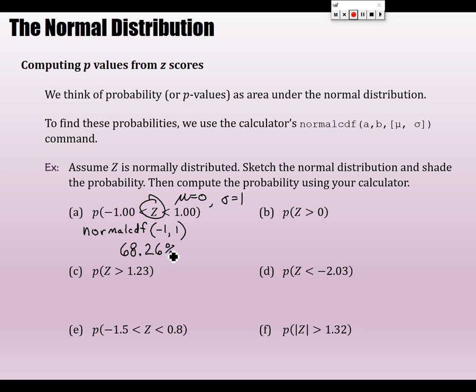Not a huge shocker there. What should you get for this one, even without normal CDF? What's the probability that a z-score is greater than 0?